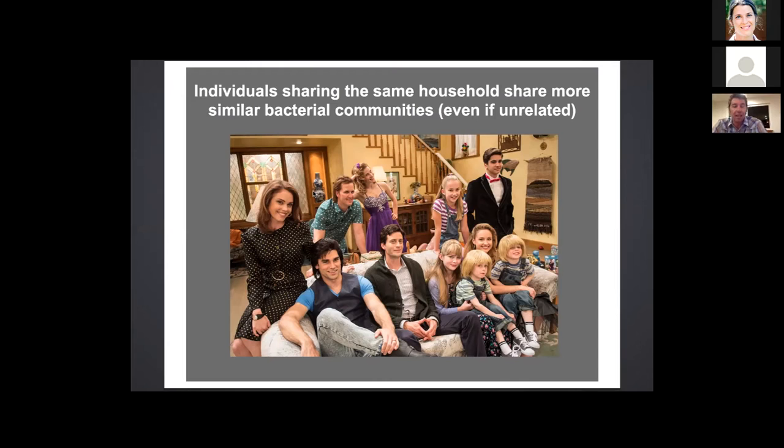One reason is just that we're essentially picking up a lot of bacteria from our surroundings. If you live in the same room, you're going to be exposed to a lot of the same bacteria. You're going to be picking those up and integrating them into your skin microbiome or your gut microbiome. And the other is, of course, there's going to be a lot of exchange of microbes between individuals living in the same household, either direct or indirect exchange of these bacteria.